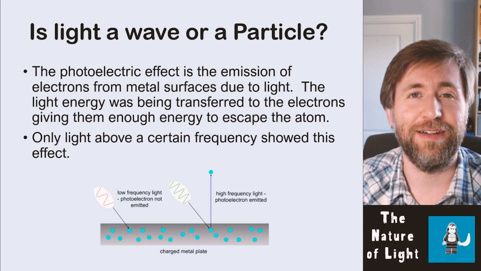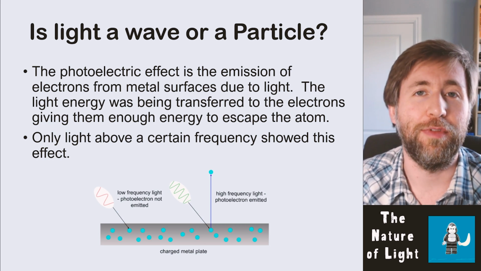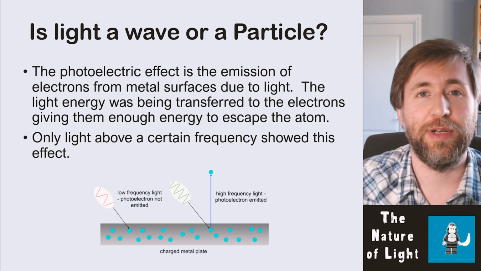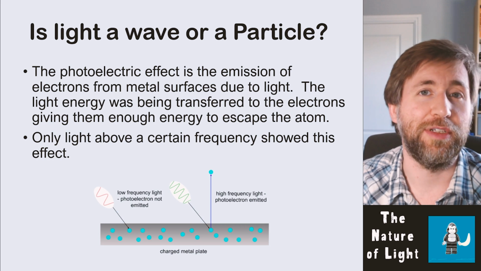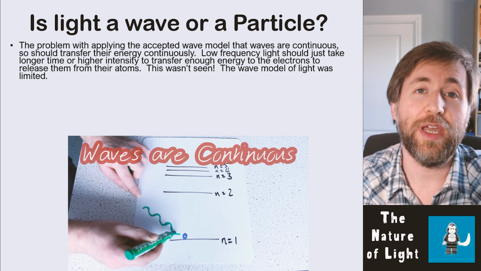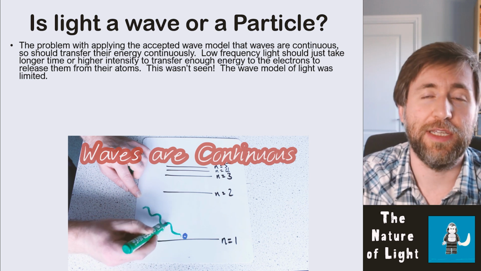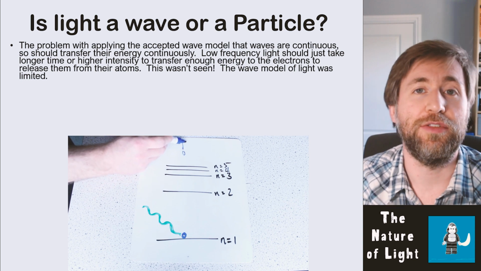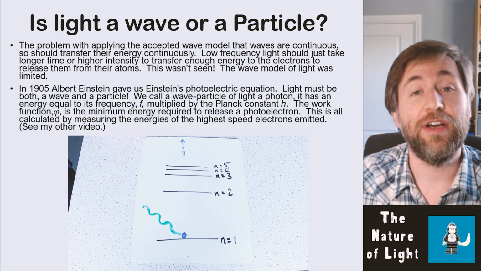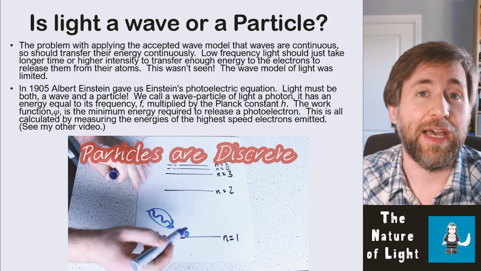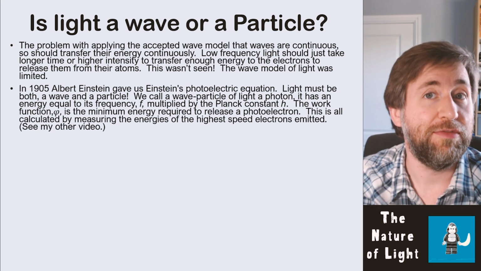There's a really key idea. This doesn't work with low frequency light. Above a certain frequency, we start to get these photoelectrons emitted, but below that frequency, we don't. So that does not work with our theory of light as a wave, because waves transfer their energy continuously. So in theory, if light was a wave, we'd have this continuous transfer to the electrons, and eventually they'd have enough energy to escape the metal. It doesn't happen. It only happens if we have the light above a certain frequency.